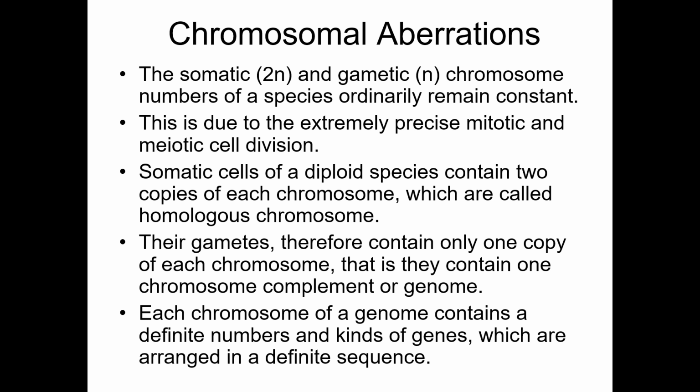Somatic cells of a diploid species contain two copies of each chromosome, and these two copies are homologous chromosomes. These two copies of the same type of chromosome are what we call homologous chromosomes. Whereas the gametes contain only one copy of each chromosome.